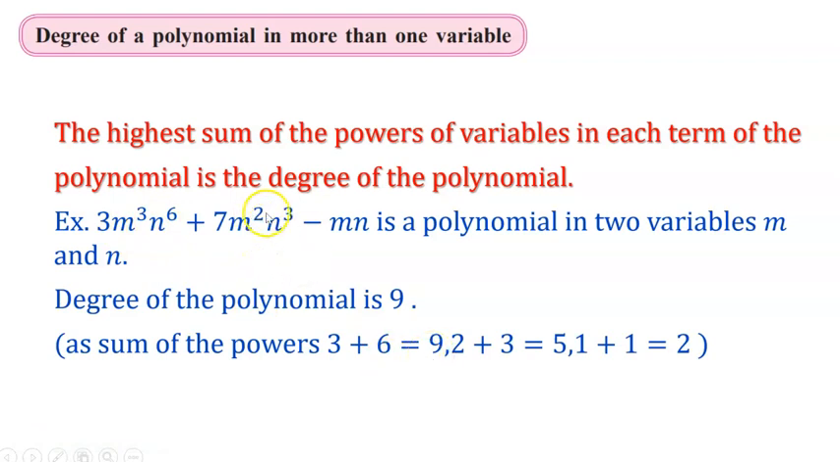Highest sum 2 plus 3, then again 5. 1 plus 1, इथे m ची power 1 आहे, n ची 1 आहे. Then which is the highest one? The highest one is 9. Therefore the degree of this polynomial is 9.